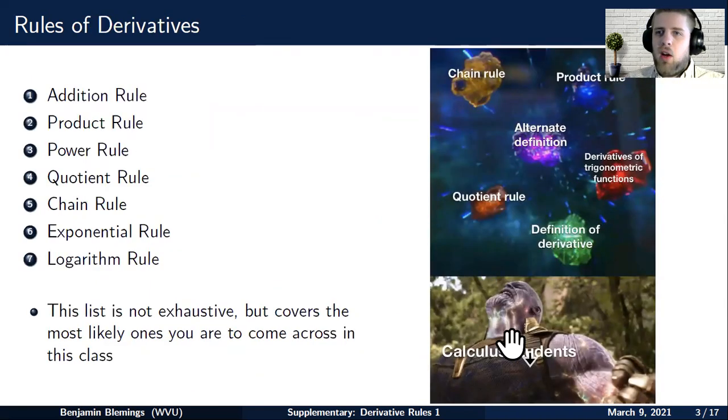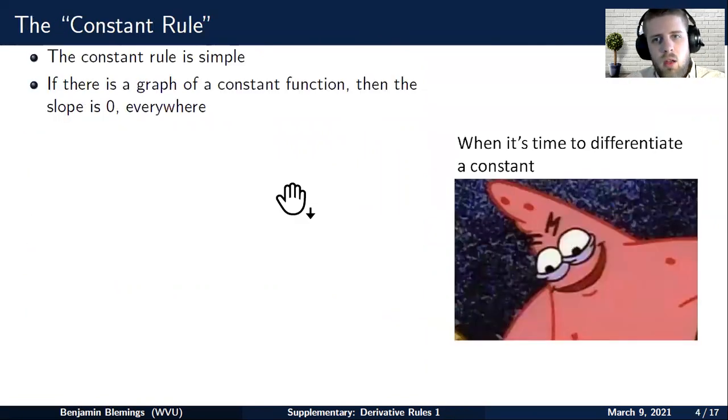And so we've got rules for derivatives, and there's lots of rules for derivatives that you need to keep straight. And so I'm going to cover 7.5 rules in these slides, and I'm going to do the first 4 in this set of slides. And just so you know, this list is not exhaustive, but it covers the ones that you're most likely to come across in this class. And so we got Thanos powering up with all his rules of derivatives. And the first one is called the constant rule for a reason.